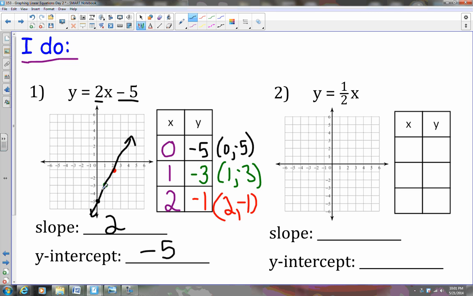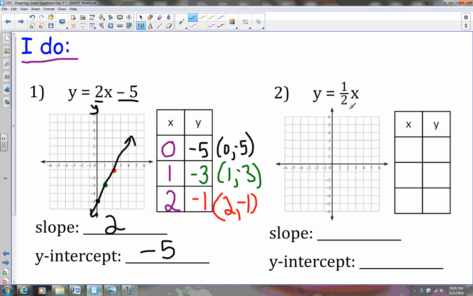Now what we're going to do is check this to see if my slope is right. I go rise of 2, run of 1. I know my slope is right. As we look for the y-intercept, it's crossing the y-axis here at a negative 5. So I feel really good about both of those.